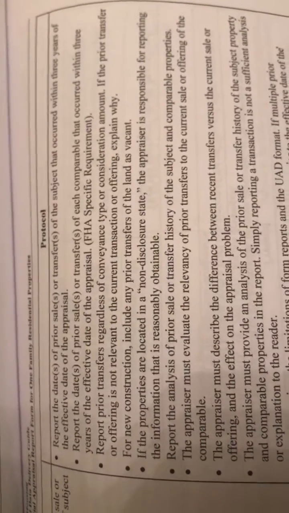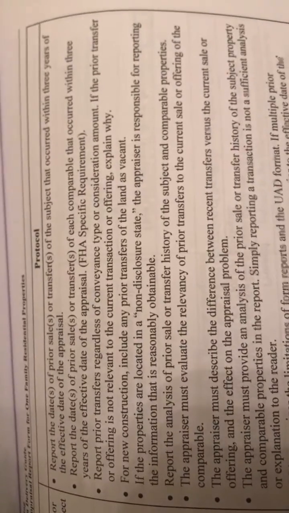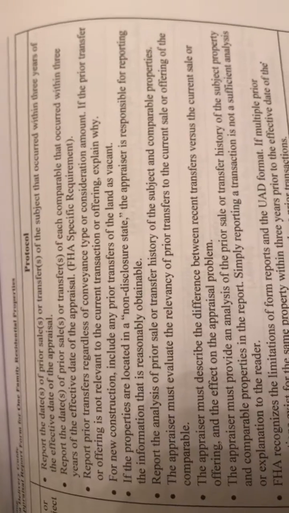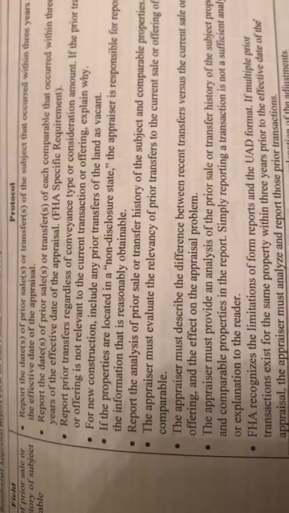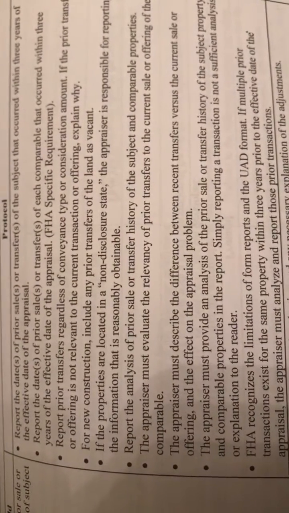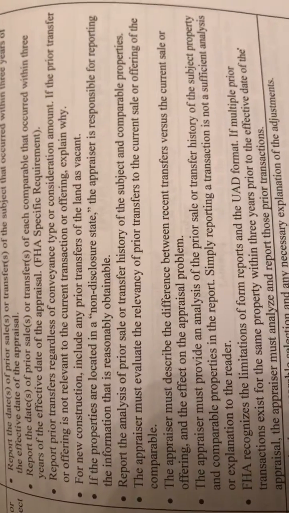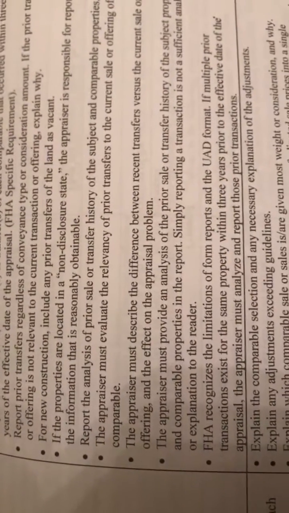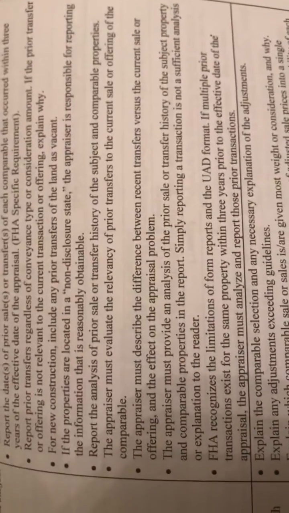FHA specific requirement: Report prior transfers regardless of conveyance type or consideration amount. If the prior transfer or offering is not relevant to the current transaction or offering, explain why. For new construction, include any prior transfers of the land as vacant. If the properties are located in a non-disclosure state, the appraiser is responsible for reporting the information that is reasonably obtainable. Report the analysis of prior sale or transfer history of the subject and comparable properties.